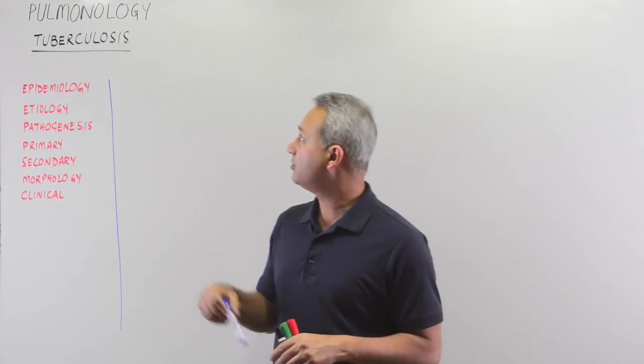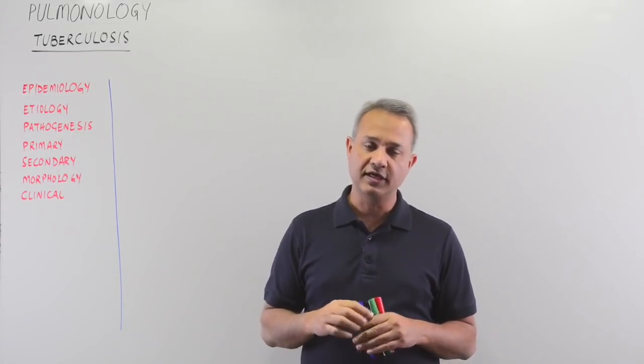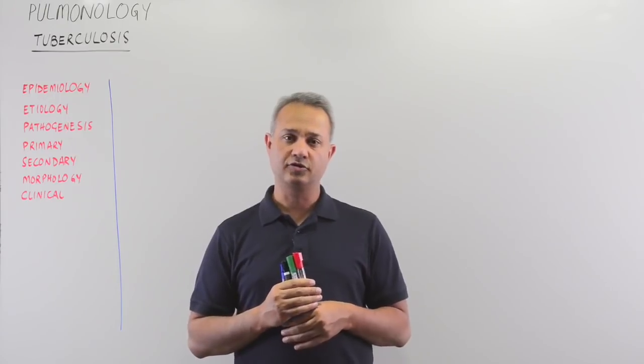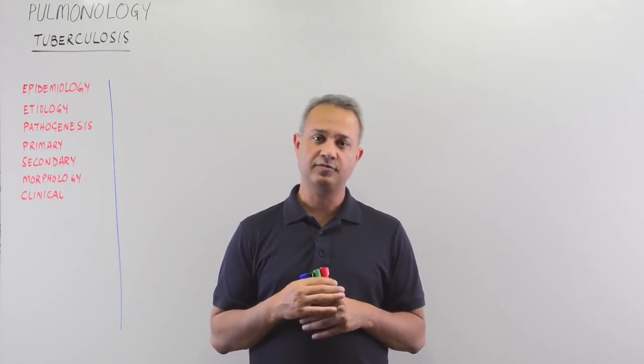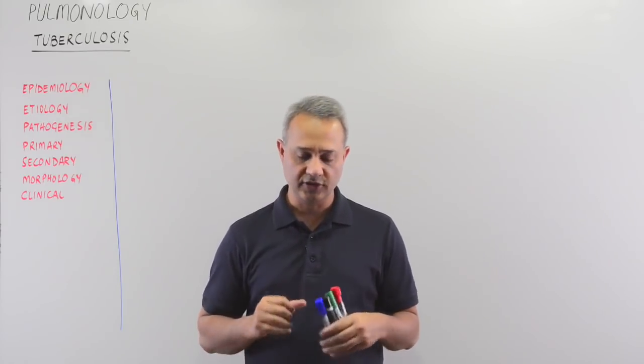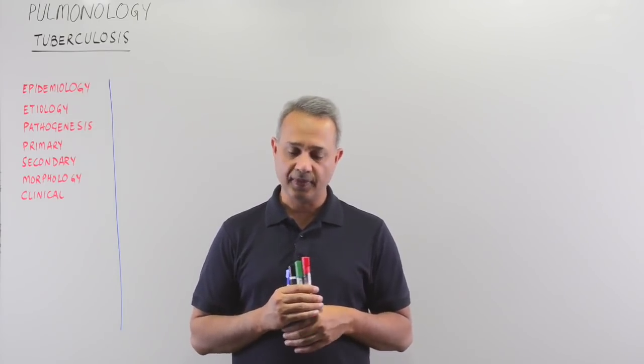Guys, this is Mubeen. We are talking about the respiratory system pathology, and the lecture today is tuberculosis. We'll talk about the pathogenesis, morphology, and clinical progress of tuberculosis. So let's start with the epidemiology.